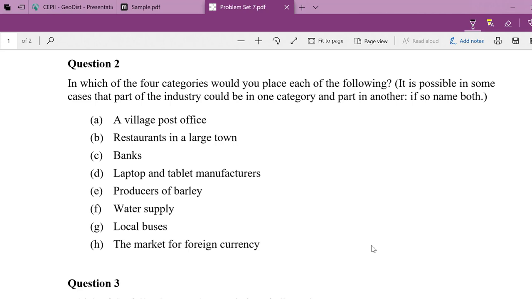In which of the four categories would you place each of the following? It is possible in some cases that part of the industry could be in one category and part in another. If so, name both. Right, possible, yeah, part of it. You can argue for it. If you can justify it, it's economics, so we can accept it. Right, so a village post office is.